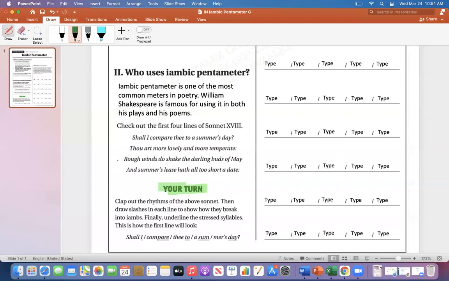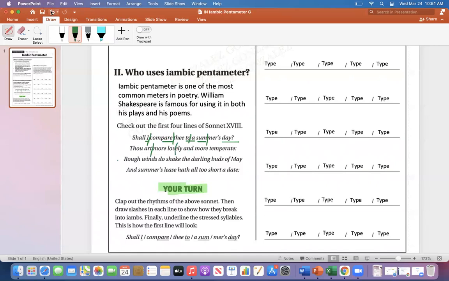So the same thing here. Remember what I told you: underline the stressed syllables and then draw on the slashes. So I'm going to draw on the slashes first. Shall I compare thee to a summer's day? Now, the emphasized ones would be: shall I compare thee to a summer's day? And then we'll do the same thing with the second line. Thou art more love.